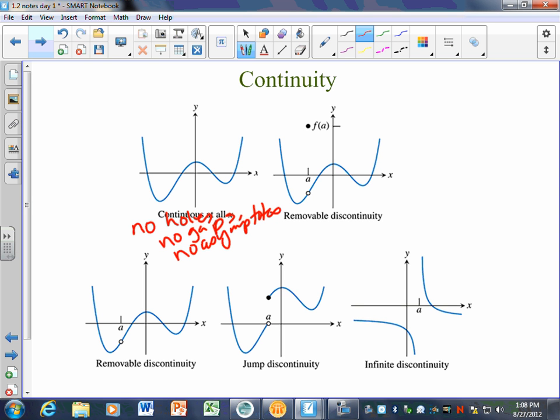So there's two types of removable discontinuity. Removable discontinuity is a type of discontinuity where you could fill in the gap or the hole with 1 point. An example of that would be like a hole in the graph.